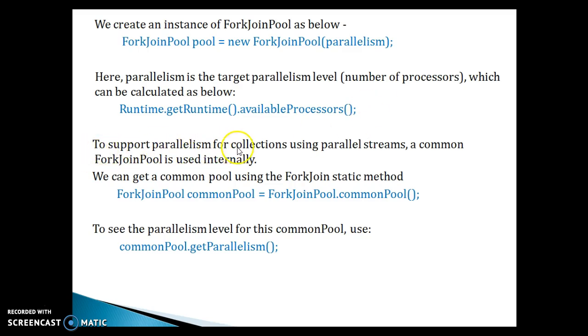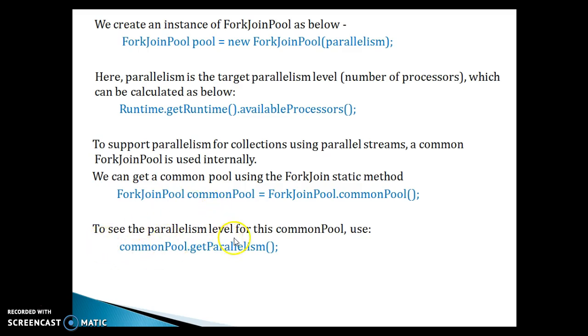To support parallelism for collections using parallel stream, a common fork join pool is used internally. So a lot of collection methods support parallelism, and this parallelism is achieved through fork join pool itself. We can get a common pool using the fork join static method. I have already shown you that in fork join pool we have a static method, which was an addition in Java 8. So this is a static method, so you can call it directly by class name, like ForkJoinPool.commonPool, and this will return the instance of fork join pool itself.